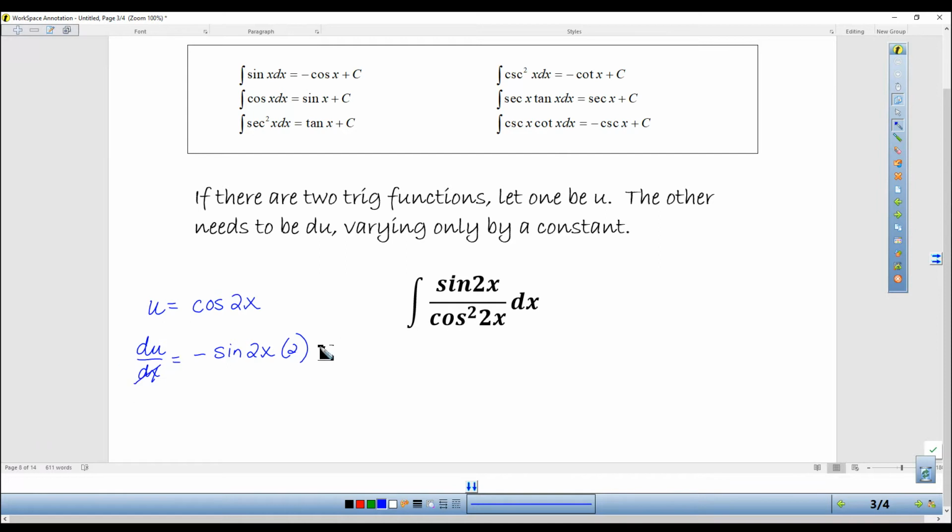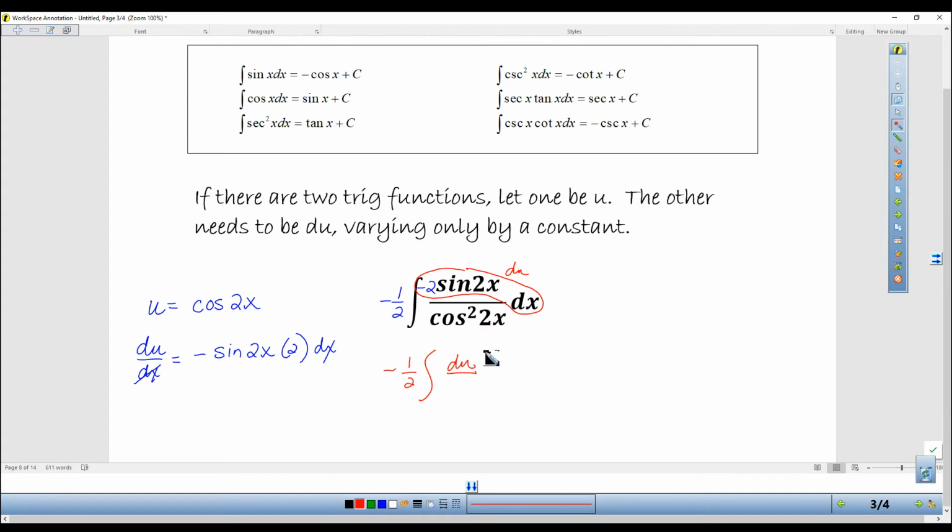Again, I'm going to multiply both sides by dx. And my du is equal to negative sine 2x times 2 dx, but I don't quite have that. I'm missing the negative and the 2, so I'm going to put it right out in front. And then to counterbalance that, I'm going to put a negative 1/2. So now I have negative 1/2, the integral, and then all of this is my du.